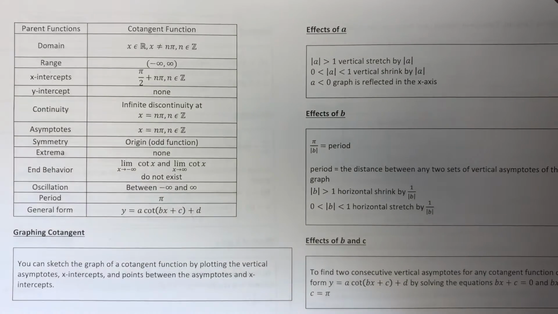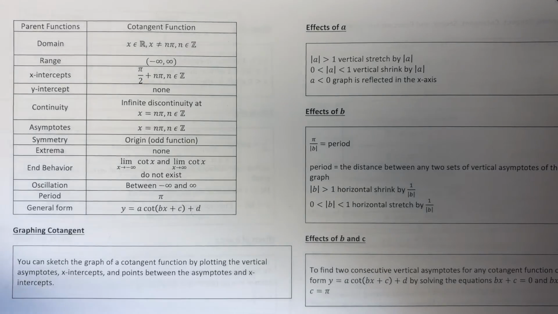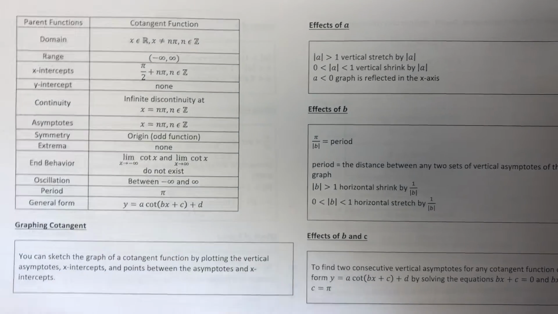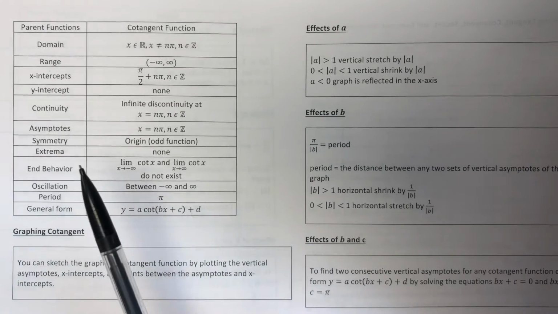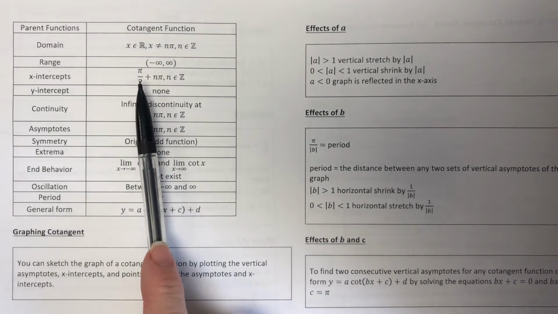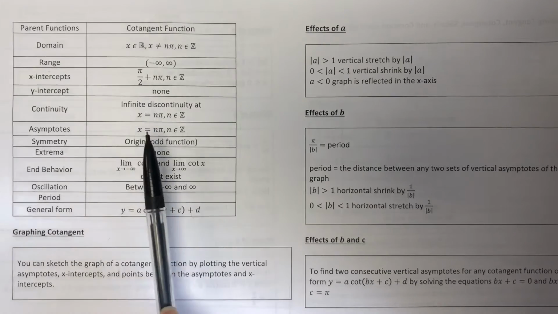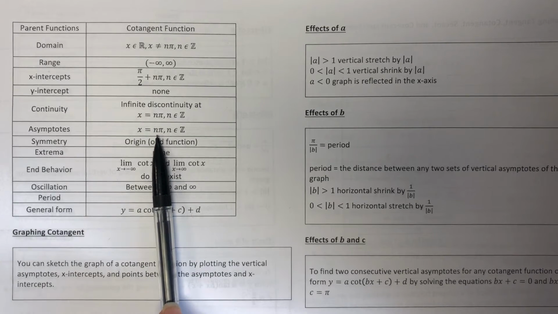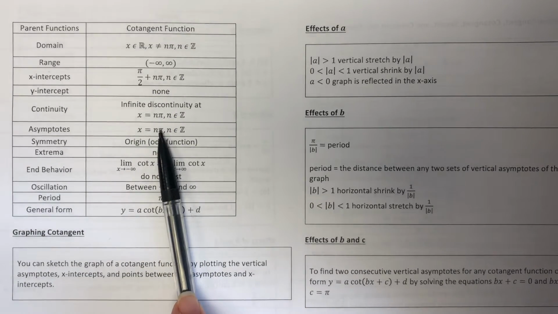All right, next we have cotangent. The nice thing about tangent and cotangent is it's almost the same. There's very few differences. There's a shift with your asymptotes, okay? So your x-intercepts are now at pi halves, negative pi halves, and your asymptotes are now at 0, pi, 2 pi, 3 pi. So your asymptotes and your x-intercepts switch.